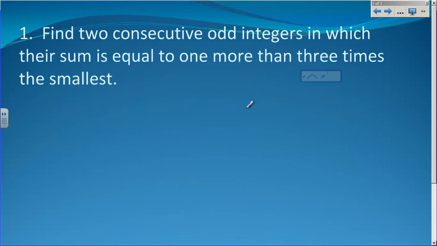So our first question, find 2 consecutive odd integers in which their sum is equal to one more than 3 times the smallest. It's a consecutive integer problem. You've seen one of these before, but this time they are consecutive odd. So anytime you have consecutive integer problems, you have the first number, the second number, and any more that they've asked for, but in this case only asked for 2. Unless it gives you information otherwise, the first number you're always going to call x, or whatever variable you choose. Unless they have said something specific about the first number, then that's what you will use. But in this case, they didn't.